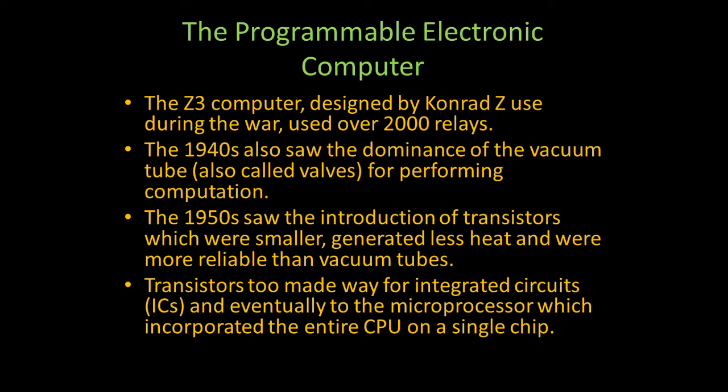The 1940s also saw the dominance of the vacuum tube, also called valves, for performing computation. But these tubes generated a lot of heat, consumed enormous power and were notoriously unreliable. The 1950s saw the introduction of transistors which were smaller, generated less heat and were more reliable than vacuum tubes. Transistors too made way for integrated circuits, ICs, and eventually to the microprocessor which incorporated the entire CPU on a single chip. The rest we know as we have seen.